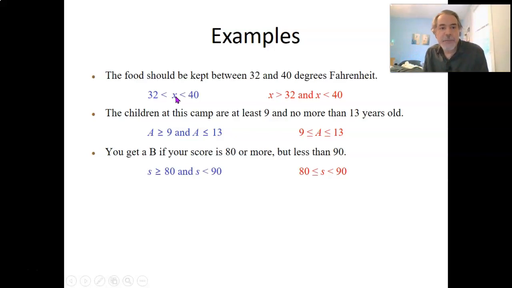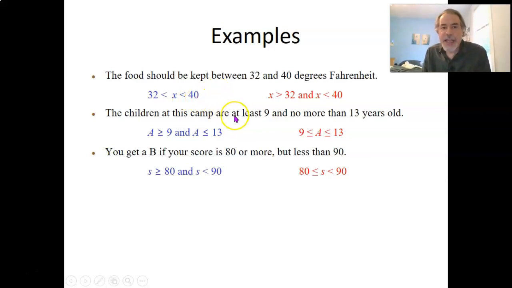If you look at that from x's point of view, x, that's the temperature of the food, has to be on the big side of 32 and on the small side of 40, so somewhere in between. 33 would work. 37 would work. Anything would work as long as it's greater than 32 and less than 40. So we could say it like that. X is greater than 32 and X is less than 40. Or we could just run it all together like this.